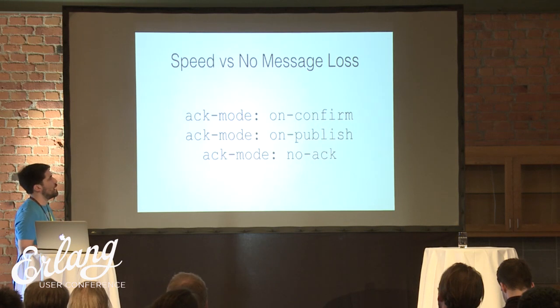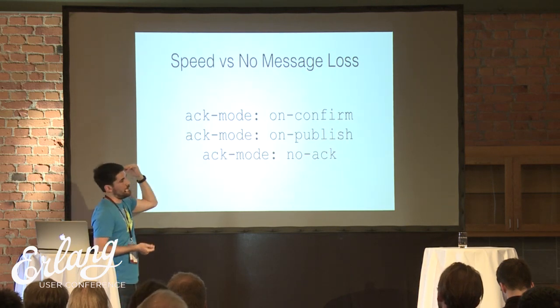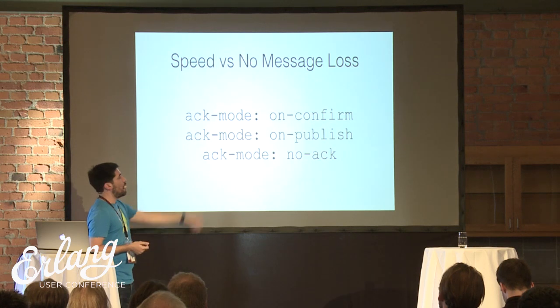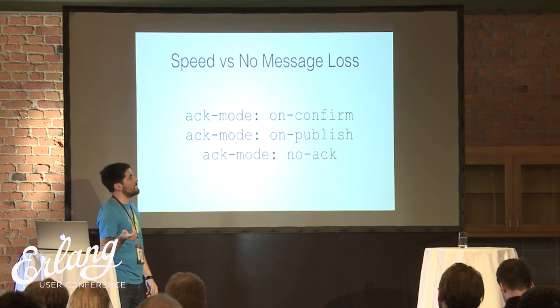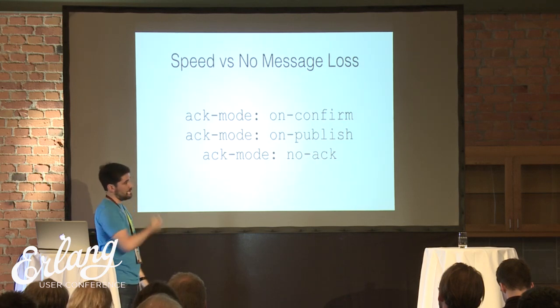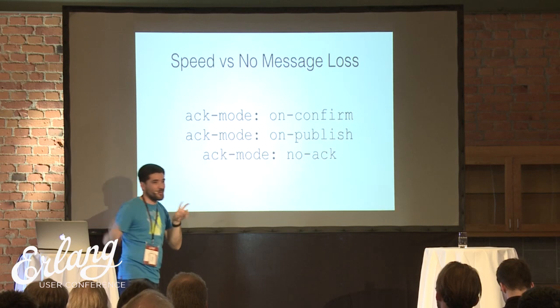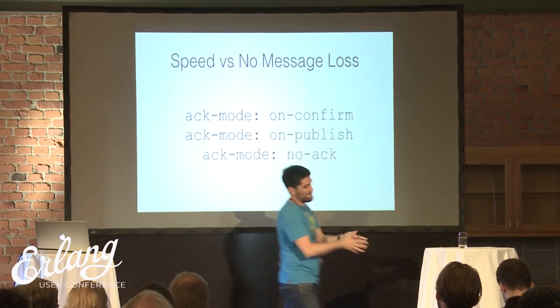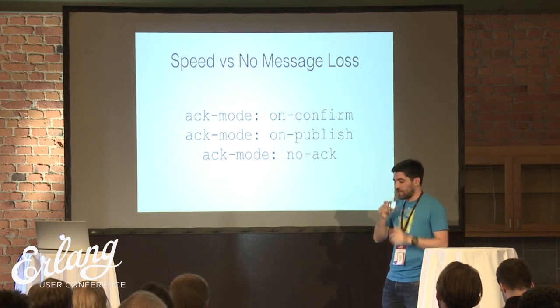Then we have the ACK mode. There is onConfirm, as I explained before. If the remote server confirms the receipt of the message, then the message is ACKed in the local server. OnPublish means as long as I'm able to publish the message, then it will be ACKed in the local server. And the no ACK one is the living la vida loca version, where you get the messages, and if they are processed, sent, not sent, Rabbit doesn't care anymore.